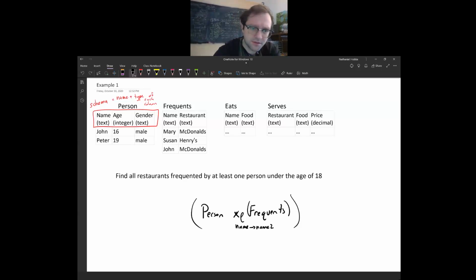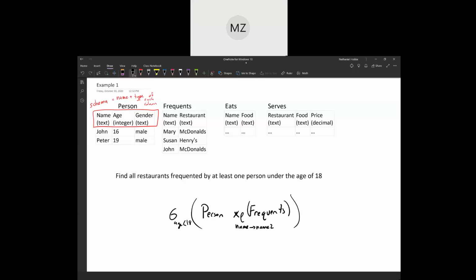Or we could select where age is less than 18. Yeah, it's better to do that first. And then we could drop the name2 column. How do you drop the name2 column? With the projection. With the projection.